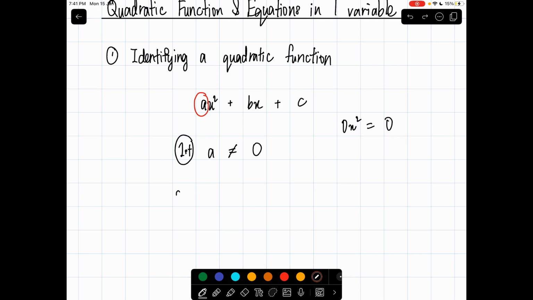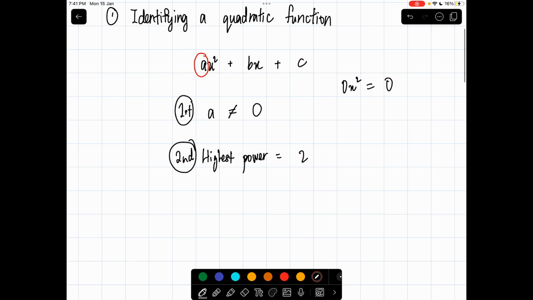Alright, now the second thing is the power. The highest power that you can have for a quadratic function or an expression is 2. You cannot have a power more than 2 in a quadratic function. It has to be 2, and subsequently can be lesser, but 2 is essential. 2 must be there as one of the powers.